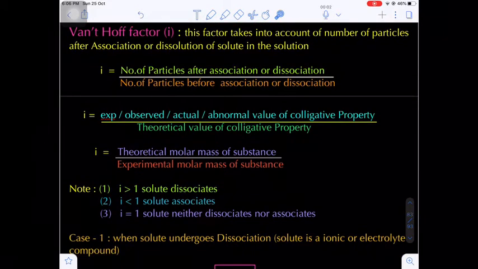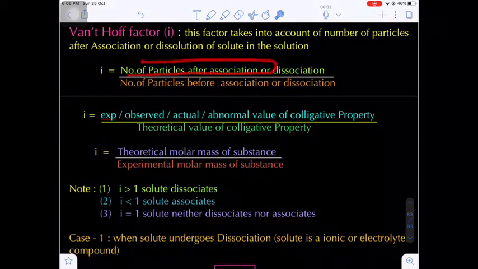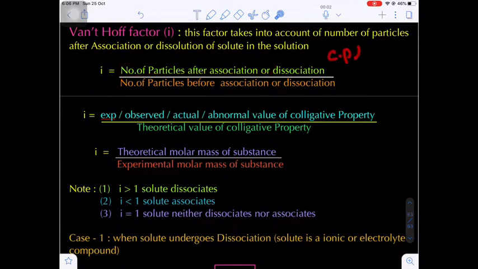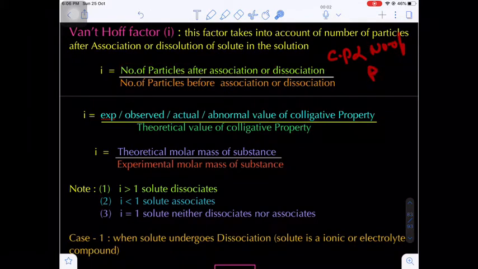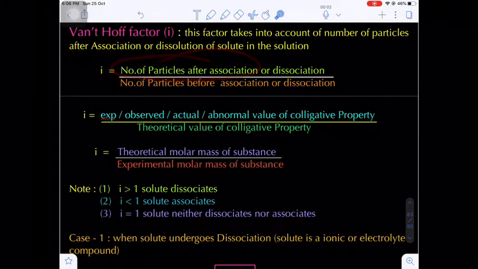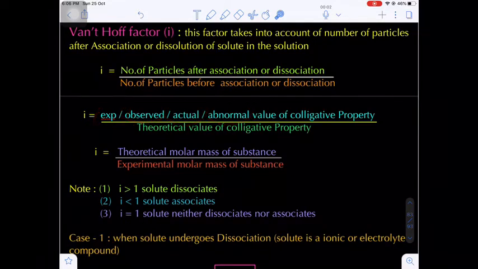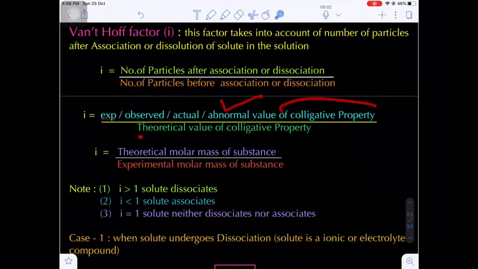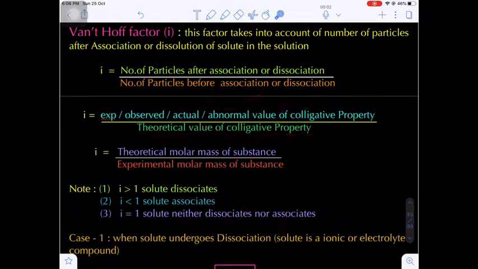Okay, the number of particles is indirectly nothing but the colligative properties, which depend upon the number of particles. Colligative properties are the properties which are directly proportional to the number of particles of a solute. So instead of the number of particles of a solute after association or dissociation, what I am writing is experimental, observed, otherwise actual, otherwise abnormal. All these are relevant terms. Experimental colligative property, otherwise observed colligative property, otherwise actual colligative property, otherwise abnormal colligative property value divided by the theoretical value of the colligative property. Okay.